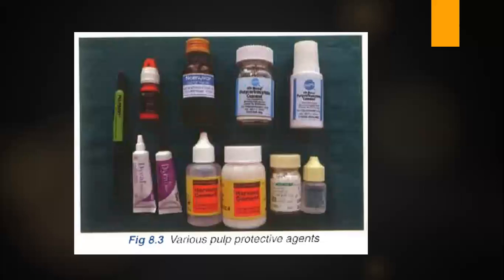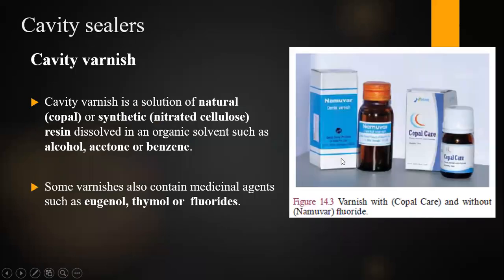Then these are the various pulp protective agents. This one is Dycal. This is zinc polycarboxylate cement, glass ionomer cement, calcium hydroxide, etc. Then this is the cavity varnish. Then cavity sealers. First one among that is cavity varnish. Cavity varnish is a solution of natural or synthetic resin dissolved in an organic solvent such as alcohol, acetone, or benzene. Some varnishes also contain medicinal agents such as eugenol, thymol, or fluorides.